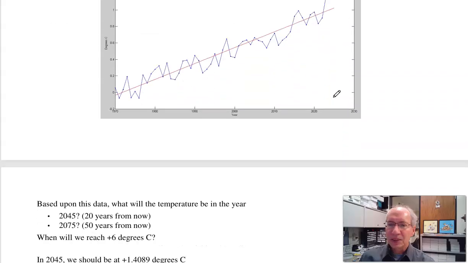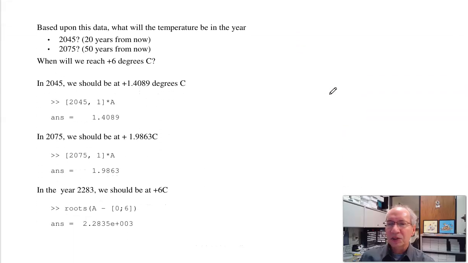What that means is I can extrapolate. Based upon a linear curve fit, in the year 2045 we should be about 1.4 degrees warmer in Celsius. 2075, about 1.98 degrees warmer. And to find out when we're 6 degrees warmer, that's the roots command. Again, A has 2 terms, so this is your constant and offset. We should be 6 degrees warmer in about the year 2283.